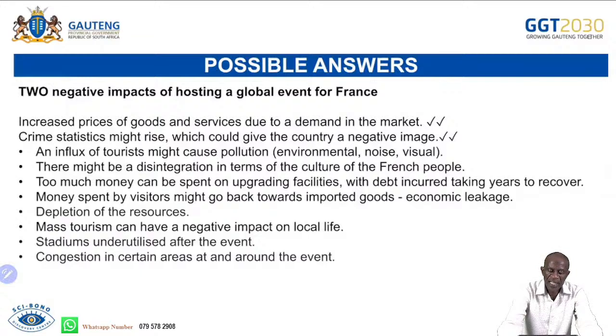Too much money can be spent on upgrading facilities, with debt incurred taking years to recover. Money spent by visitors might go back towards imported goods, economic leakage. It may also lead to the depletion of resources. Mass tourism can have a negative impact on local life. Stadiums underutilized after the event, where we have spoken about the white elephants, congestion in certain areas at and around the event.